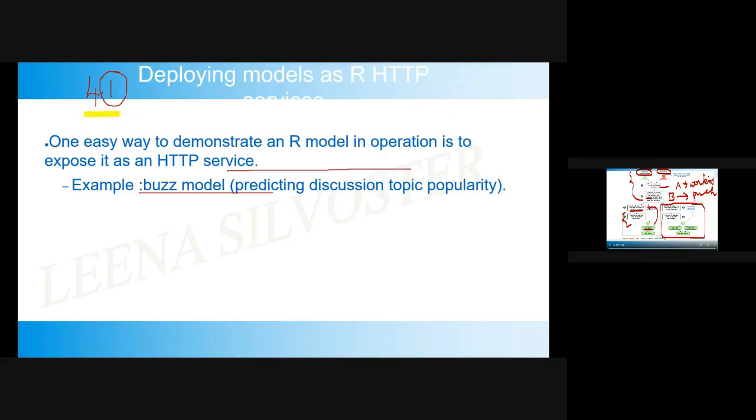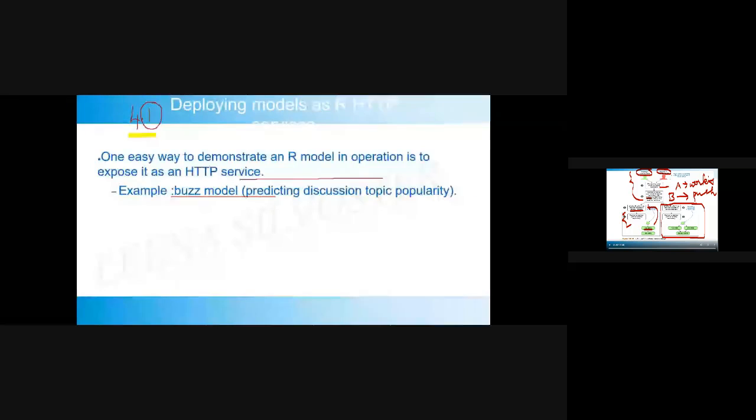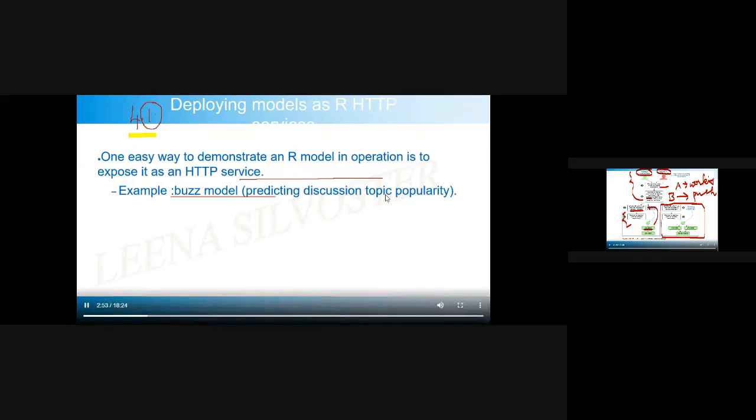Deploying models can be done using two methods. First method is using R HTTP services and second method is using export. So first, deploying models using R HTTP service. One easy way to demonstrate an R model in operation is to expose it as an HTTP service. For example, the previous example can be considered. The bus model is used to predict the discussion topic.